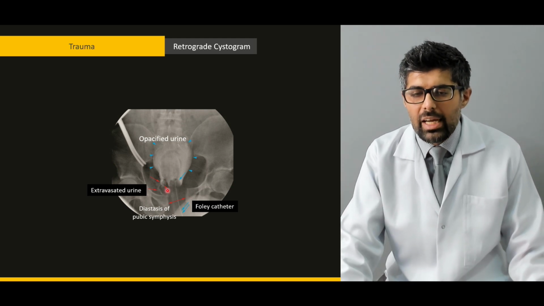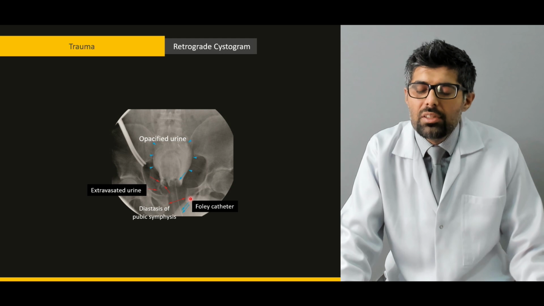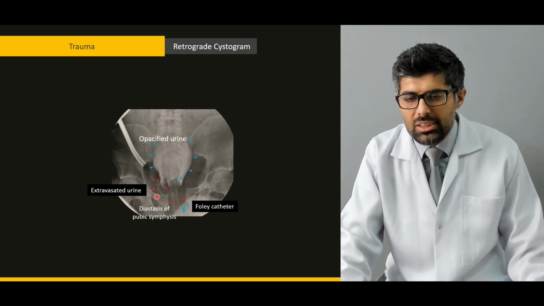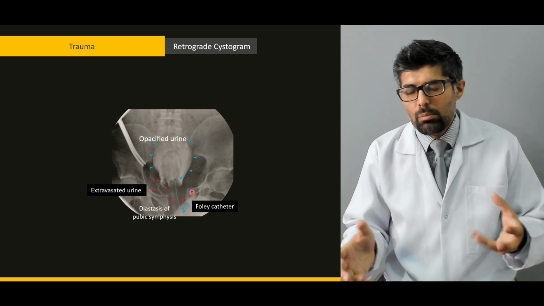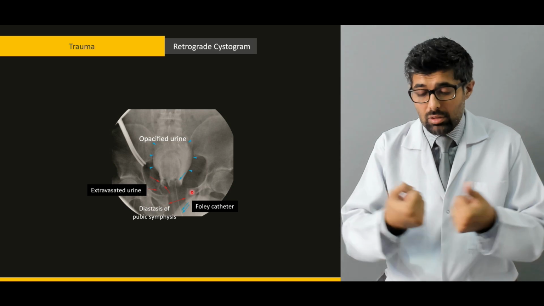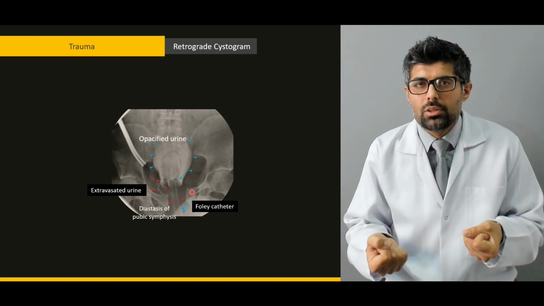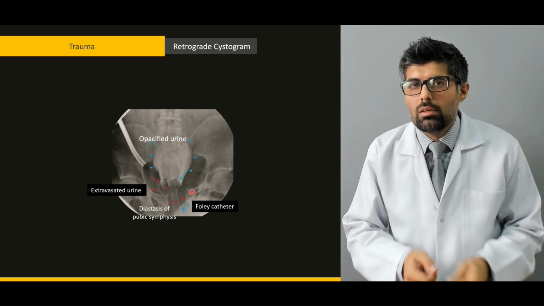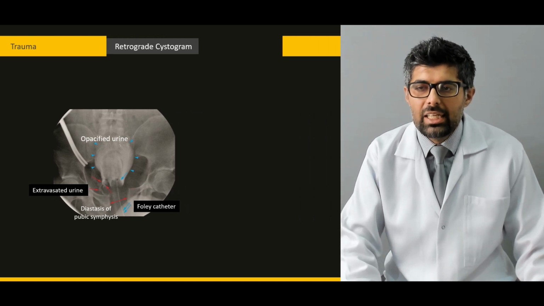Now, in this X-ray, do remember that there is this diastasis of the pubic symphysis. Now, diastasis means widening, because the pubic symphysis is always joined together. Whenever there is widening or fracture, it's very important to keep that in mind. We'll discuss this in the next slides.